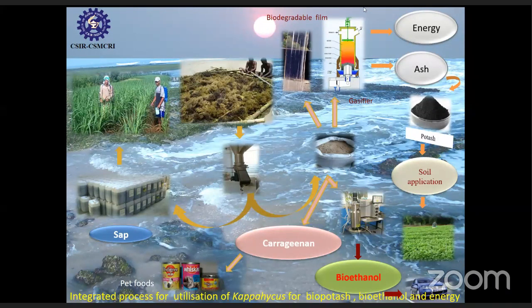If you talk about Gracilaria, it is agar. If you talk about Kappaphycus, it is carrageenan. The method is the same, and this residue again has several applications. We have developed biodegradable films which are similar to plastic, and the residue can also go in a gasifier for energy application, and the ash that is left can go as a soil amendment application.